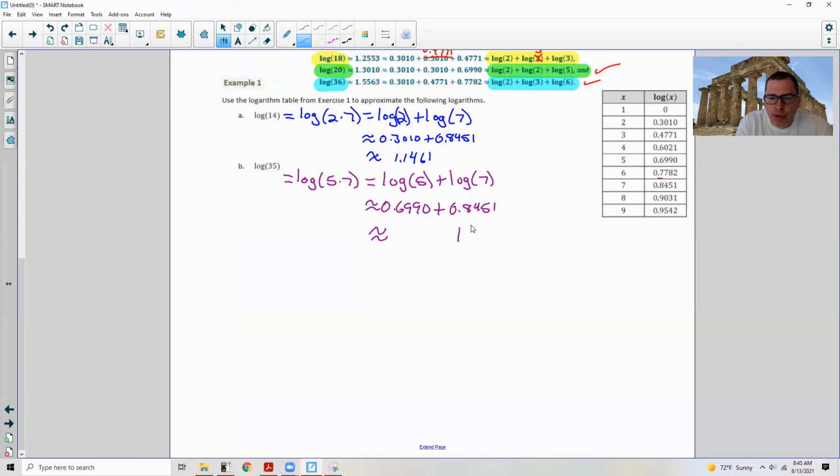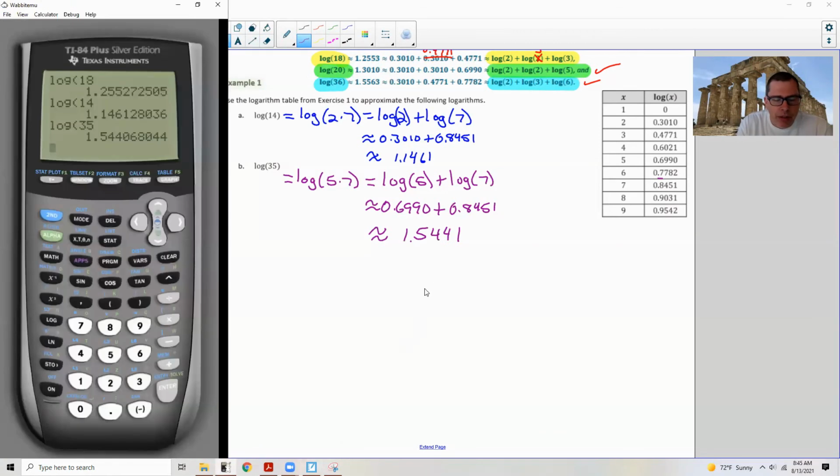Hello. 1 plus 0 is 1. 5 plus 9 is 14. Carry the 1. 9 and 4 is 13, 14. Carry the 1. 8 and 6, 14, 15. 1.5441. There it is. Okay, all right. So there's example 1.